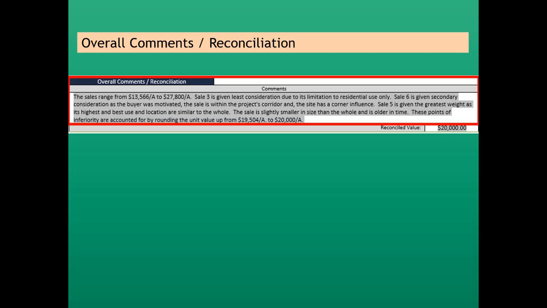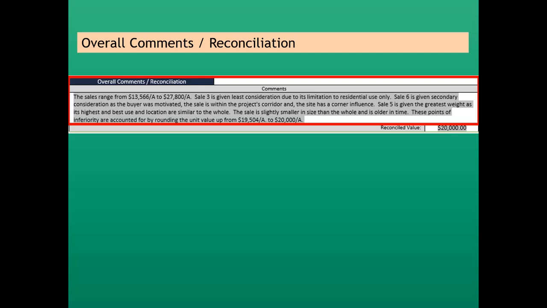Sale 3 was given the least consideration due to its limitation to residential use only. Sale 6 is given secondary consideration as the buyer was motivated, the sale is within the project's corridor, and the site has a corner influence. Sale 5 is given the greatest weight as its highest and best use and location are similar to the whole. The sale is slightly smaller in size to the whole and is older in time.